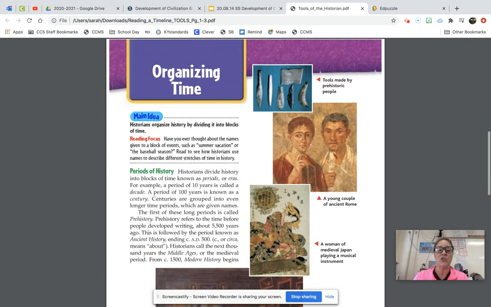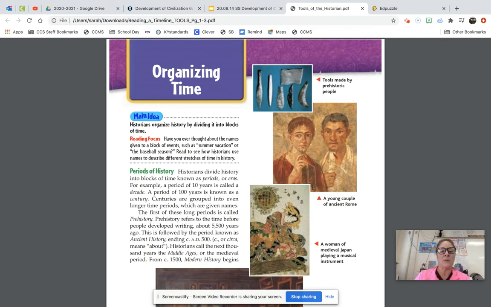Historians divide history into blocks of time known as periods or eras. For example, a period of 10 years is also called a decade. A period of 100 years is known as a century. Centuries are grouped into longer time periods, which are given names. The first of these long periods is called prehistory. Prehistory refers to the time before people developed writing, about 5,500 years ago.